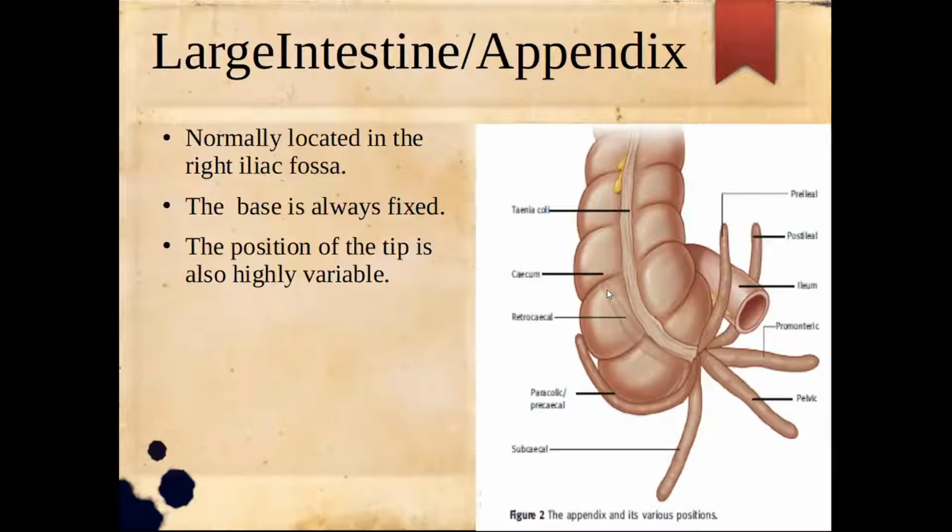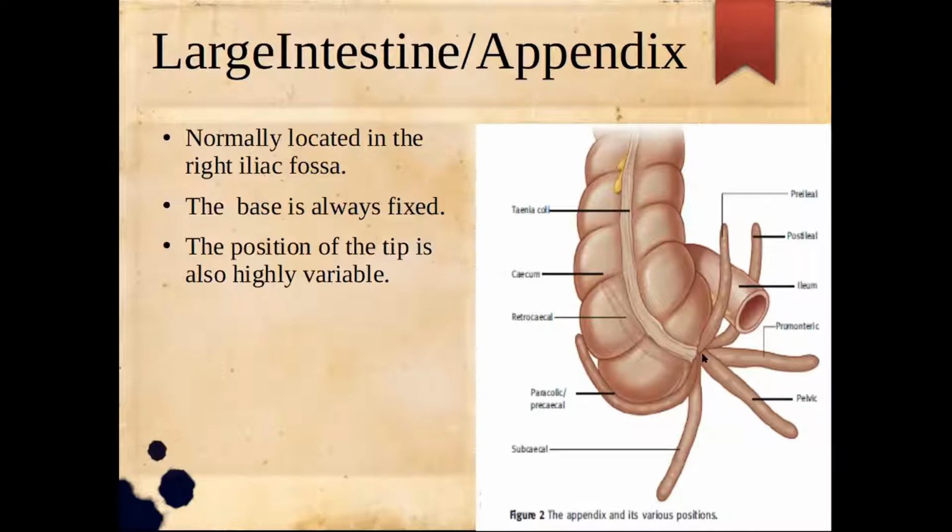Which one is the most common? If you see a paper coming from Iran, it shows the pelvic one is more common, but most papers from other countries show the most common is retrocecal, in more than 60% of patients. At the 2 o'clock position there is another, preileal, about 1%, and postileal, 0.4 to 0.5%. Promontoric is a very rare position, where the tip of the appendix goes to the promontory of the sacrum.